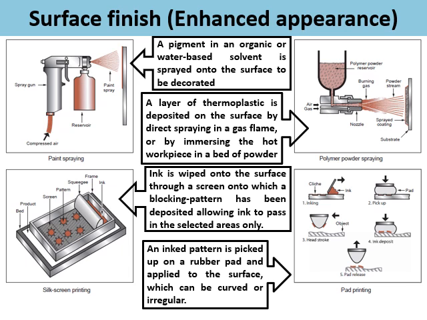This is the case for surface finishing, for enhancing appearance as well as giving application for the product. The most common is the paint spray. So a pigment in an organic or water-based solvent is sprayed onto the surface to be decorated. Sometimes the paint is very useful for protection, for example, in terms of corrosion protection or weather protection and so on. So there are many types of paint.